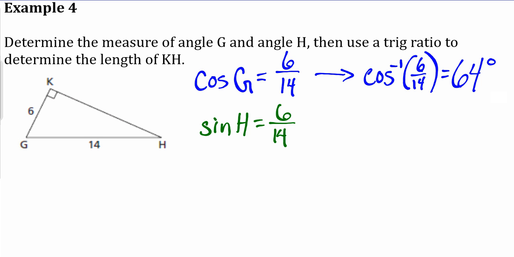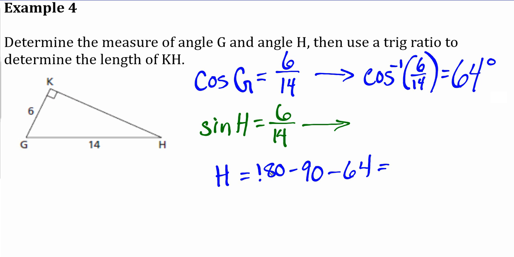So once I have one angle, I actually have two options for how I can solve for the other one. I could do the inverse function on the other angle and get it that way, or I could also do 180 minus 90 degrees minus the angle I just figured out and get that H equals 26 degrees that way.